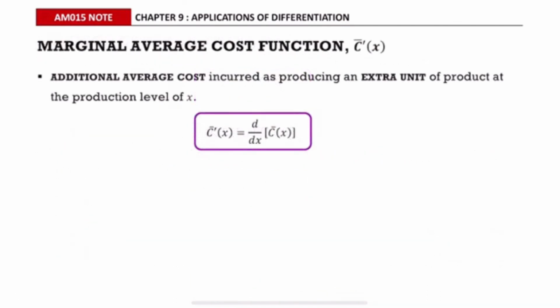Marginal average cost function is denoted as C bar prime of x. It is the additional average cost incurred as producing an extra unit of product at production level of x. Marginal average cost function is equal to the differentiation of average cost function.